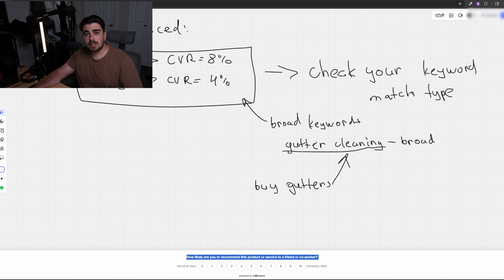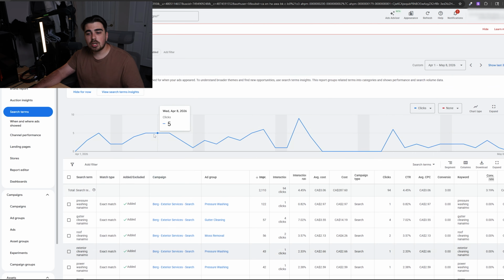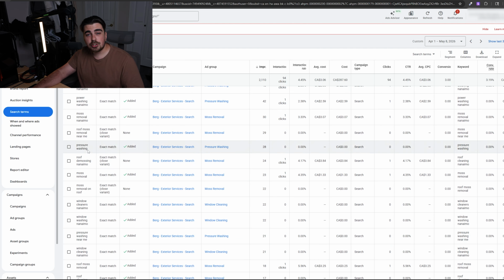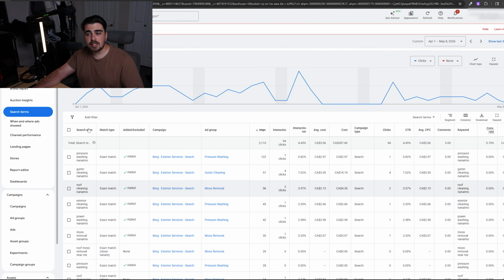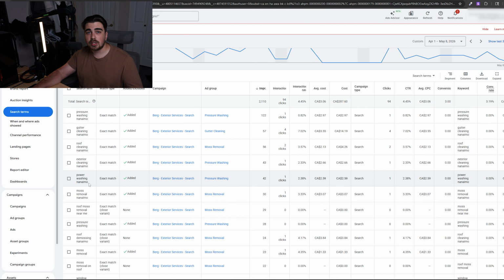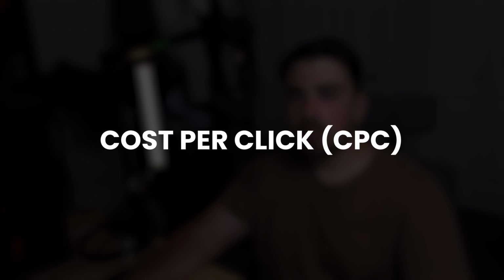So in order to investigate this, go to your Google Ads, go to your search term report, and look at what people are searching here. So as you can see, every keyword we have here relates to our business. And we only had one case here where we had to exclude a keyword, pressure washer. But everything else in this campaign only attracts relevant keywords, and we are only paying for relevant keywords. So that's one kind of thing for you to look at.